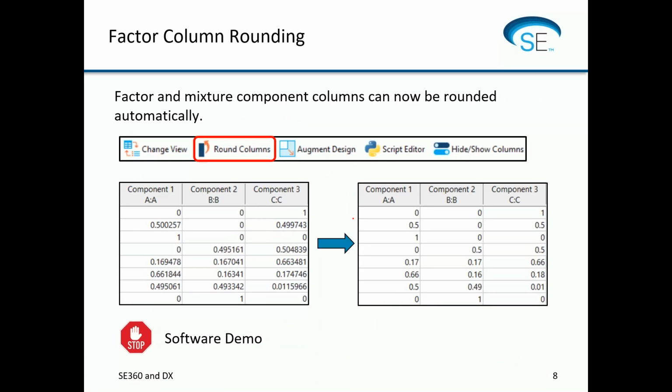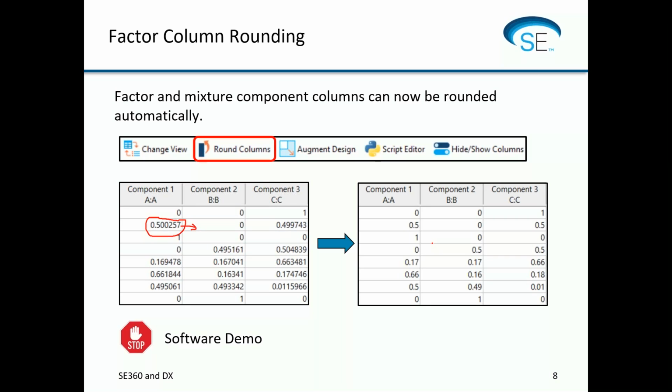So one thing I think everybody should know is one of the features that we added that makes the software super easy to use now, and this is what I want to focus on, the round columns feature. A lot of times when you build optimal designs, the software will give you something like this. Like it'll say factor A or mixture component A needs to take the level 0.500257. And that's only displaying 6 digits here. This actually goes out a lot further.